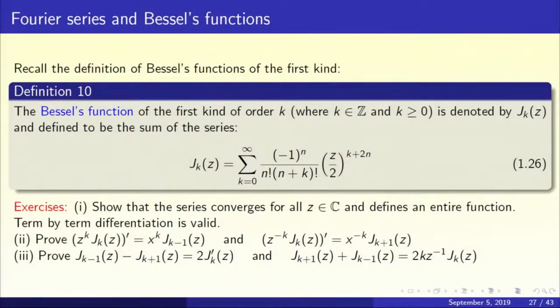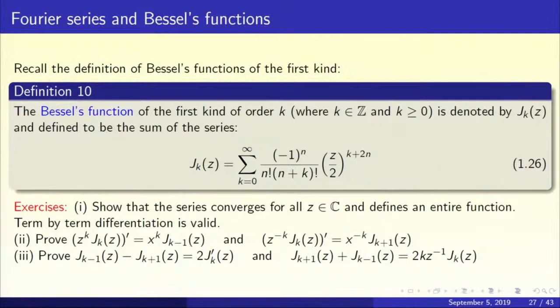The Bessel's function of the first kind of order k is denoted by J_k(z). I want to point out that this is defined for all k real numbers or even complex numbers, but we are concerned here primarily with k a non-negative integer. So we are going to assume that k is an integer and k is non-negative. And the definition of the Bessel's function is given in slide 1.26.